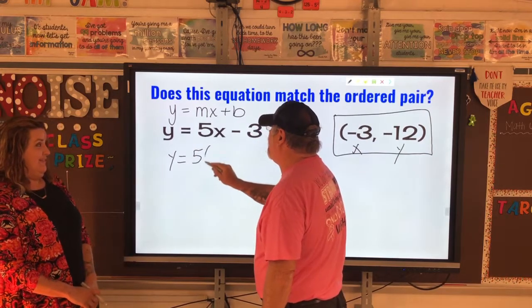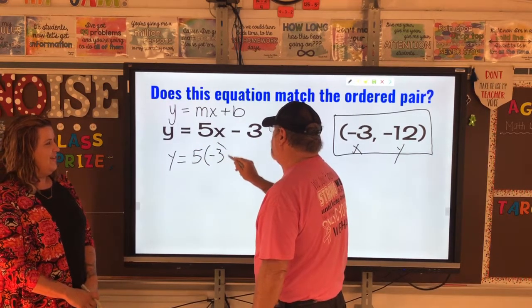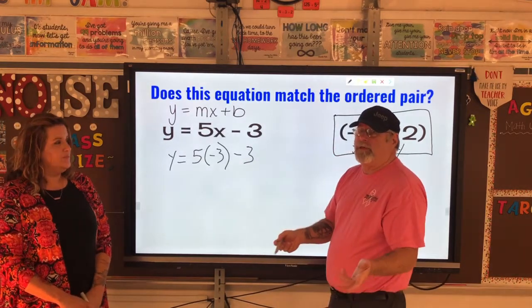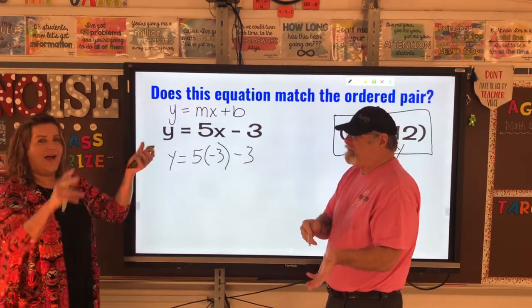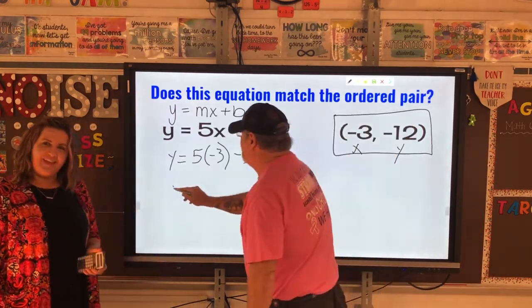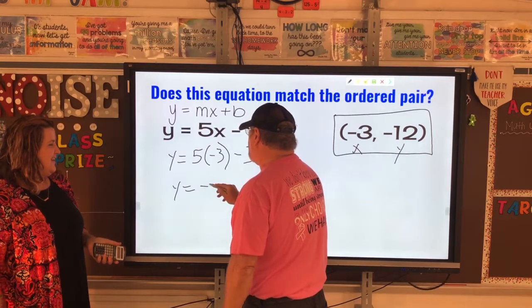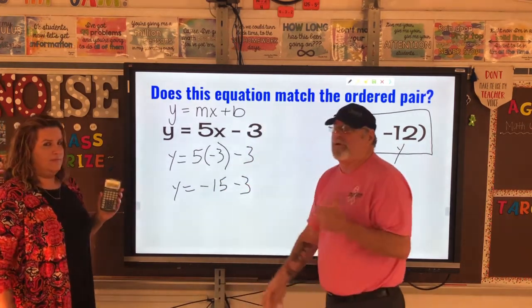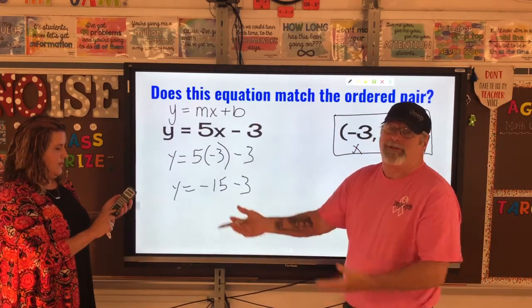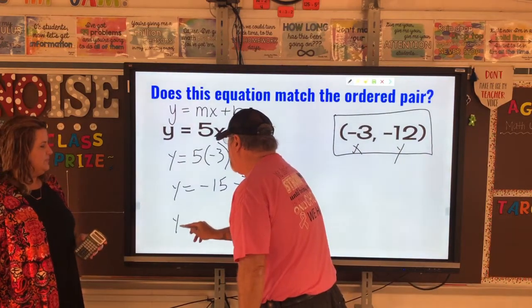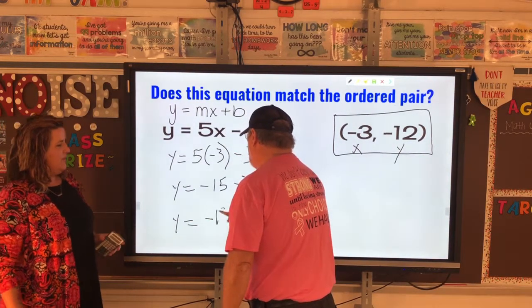y equals 5 times -3, right, minus 3. So 5 times -3 is going to give us, well, that's a negative times a positive, so it's negative. -15. So we have y equals -15 minus 3. And we could go through the whole bunch of integer operation stuff, but she has a calculator. So that's -18. So y equals -18.